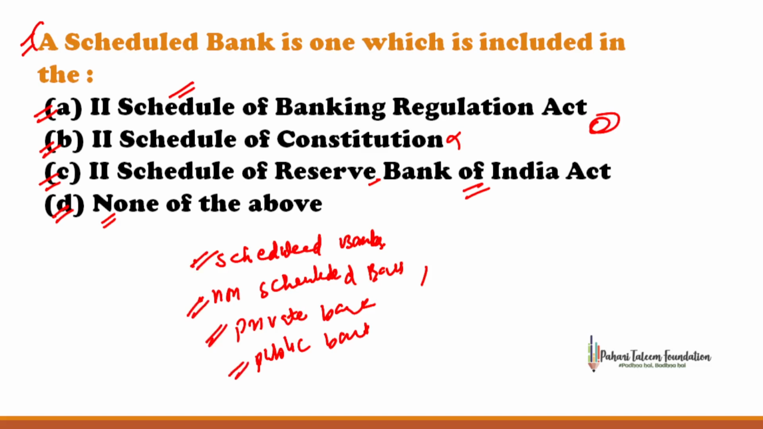So what do scheduled banks mean? The scheduled banks are those banks that are listed under the second schedule of the Reserve Bank of India Act, that is of 1934. So the scheduled banks are those banks that are listed under the second schedule of the Reserve Bank of India Act 1934.